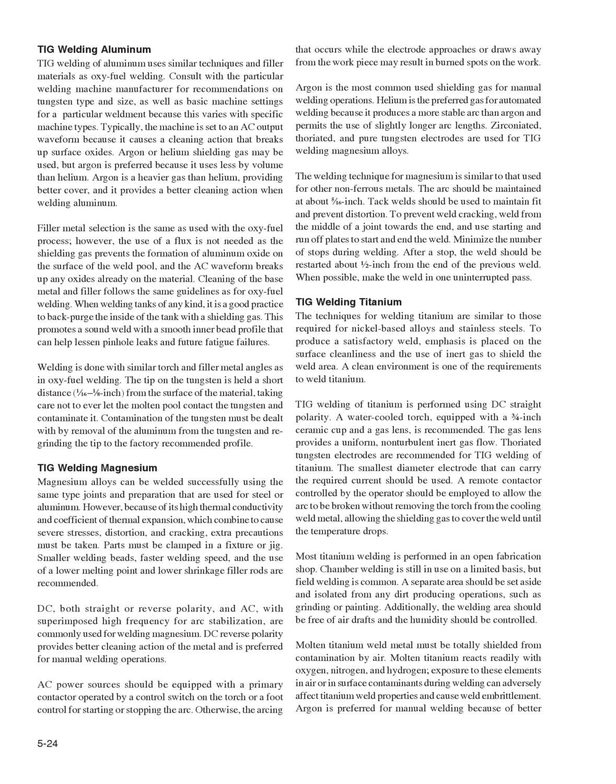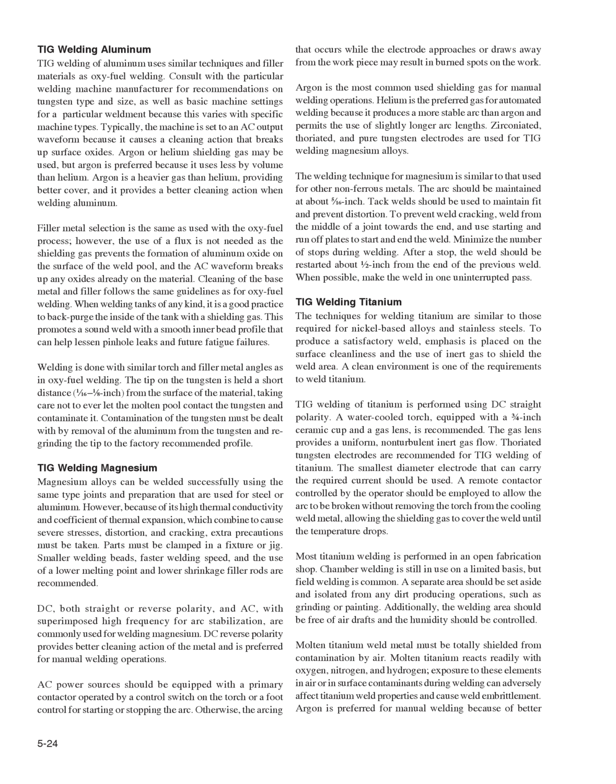DC, both straight or reverse polarity, and AC, with superimposed high frequency for arc stabilization, are commonly used for welding magnesium. DC reverse polarity provides better cleaning action of the metal and is preferred for manual welding operations. AC power sources should be equipped with a primary contactor operated by a control switch on the torch or a foot control for starting or stopping the arc. Otherwise, the arcing that occurs while the electrode approaches or draws away from the workpiece may result in burned spots on the work. Argon is the most commonly used shielding gas for manual welding operations.